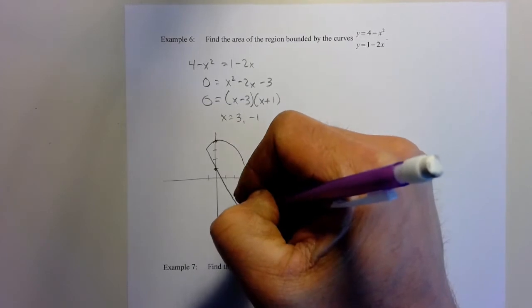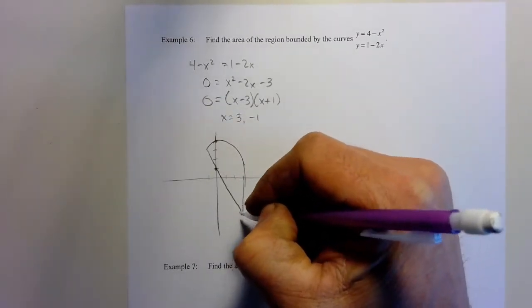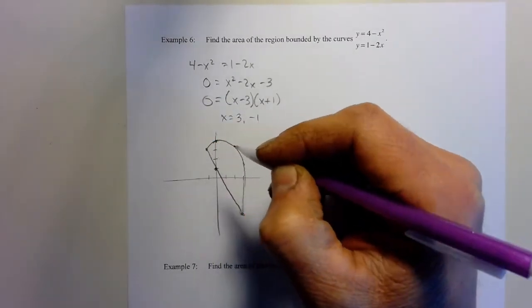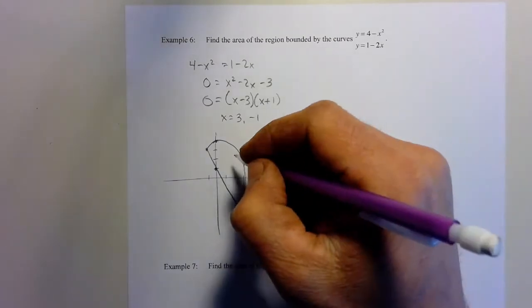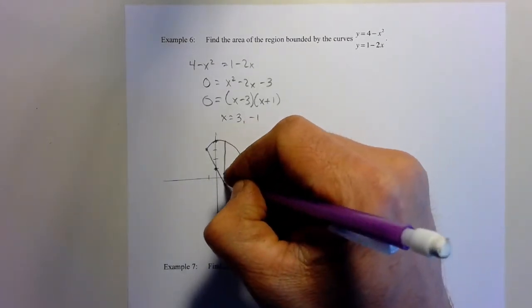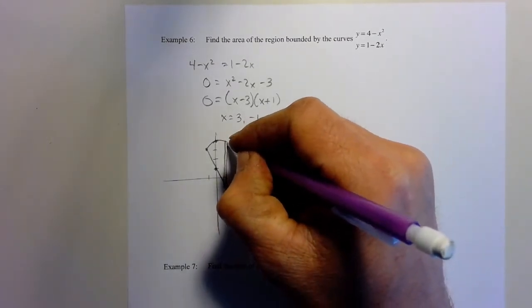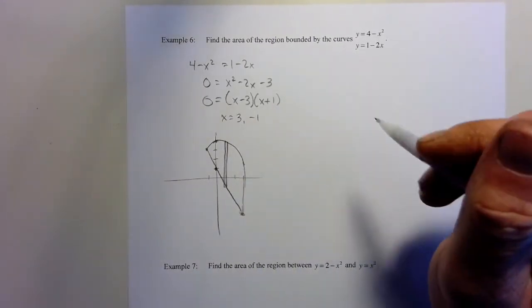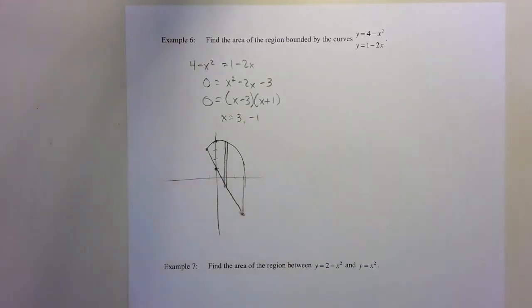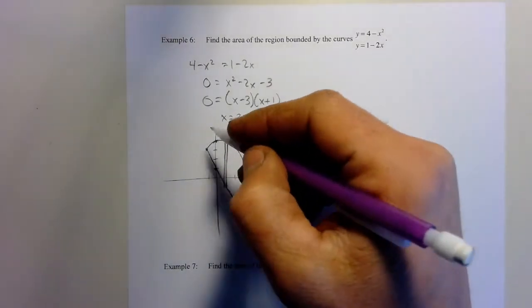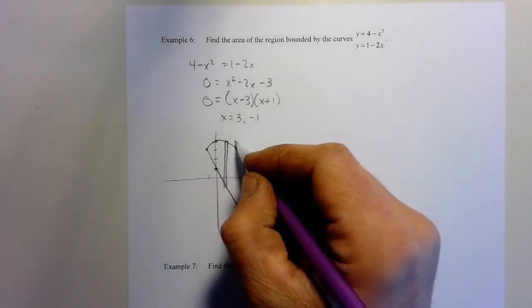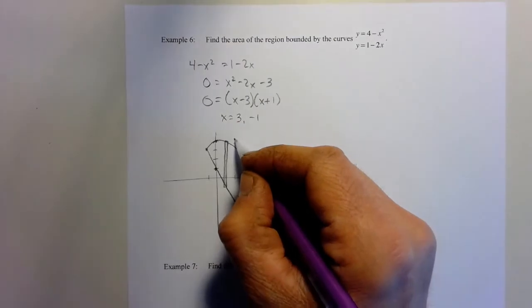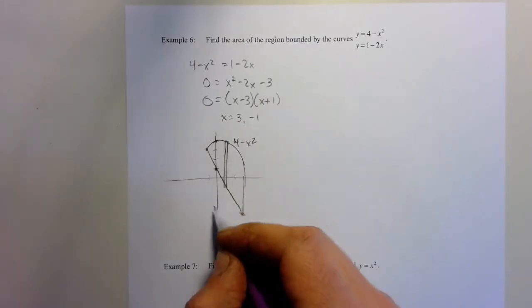So it's going to be something like this, and I'll just extend it so they actually intersect each other. If I put my rectangle in right here, I can see it's nice because there's only two intersection points, so there's only one region. It's when you get to 3 or 4 intersections that you can have multiple regions. The upper is the 4 minus x squared, and the lower is going to be the 1 minus 2x.